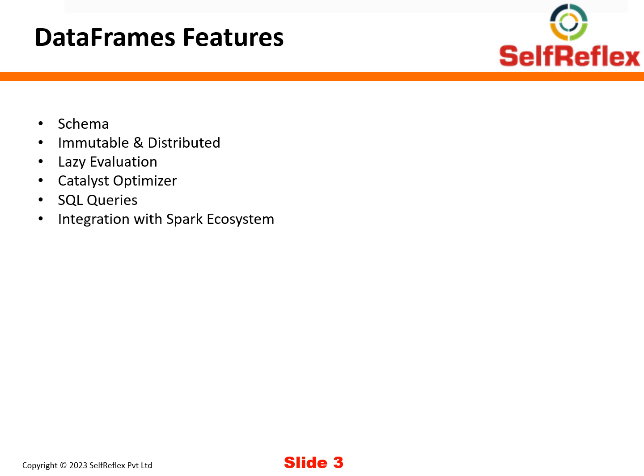Just like RDDs, they also have lazy evaluation, which means the operations on data frames are not executed immediately. Instead, Spark optimizes and combines transformations into an execution plan, which is then executed when an action is triggered. Right?